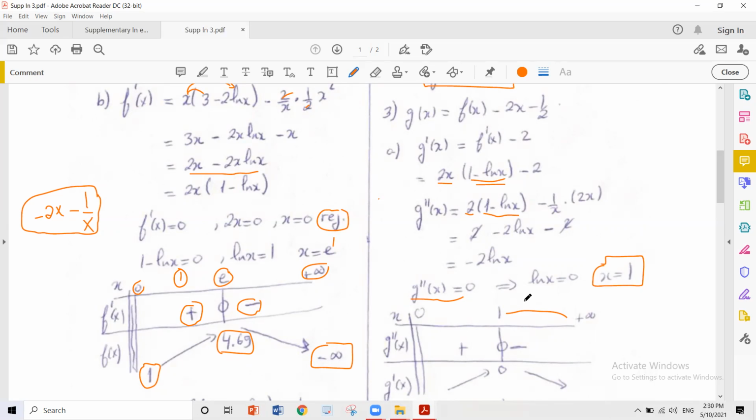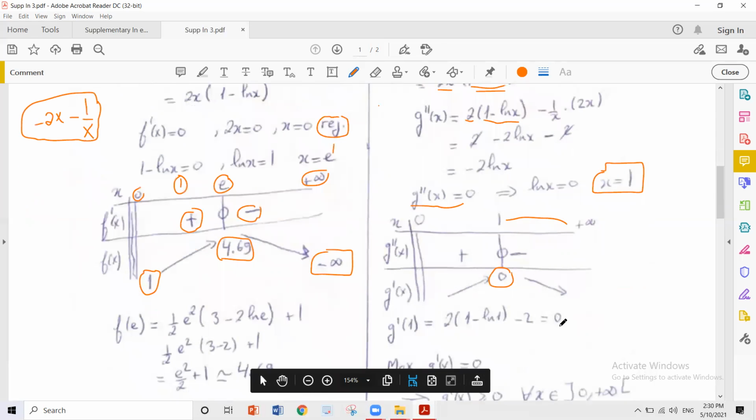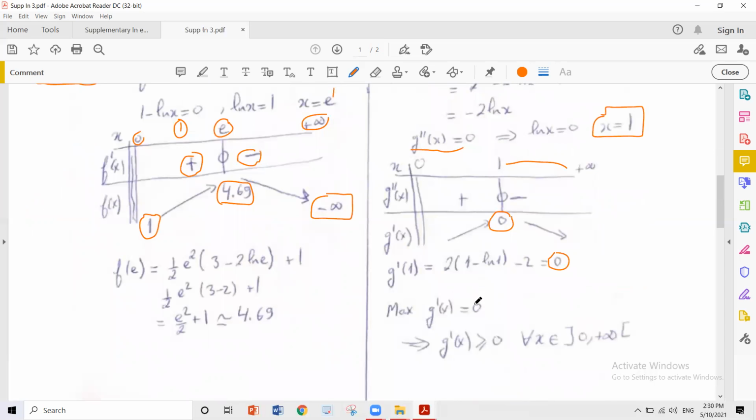Yes, any answer? Decreasing. What is the maximum here? Maximum of g prime? 0. G prime of 1 is 0. The maximum of g prime x is equal to 0.